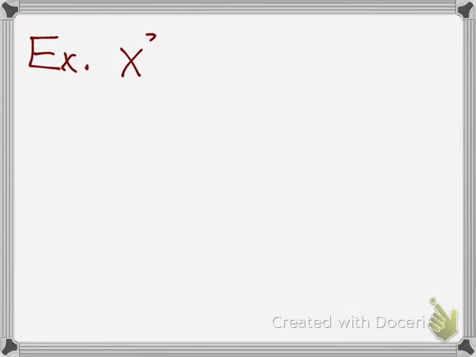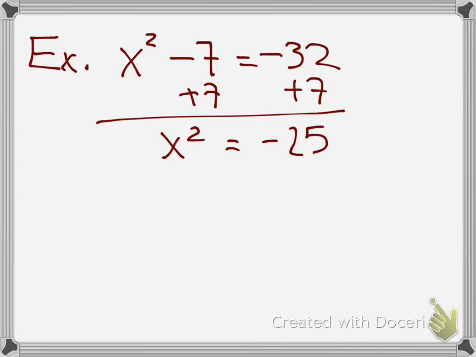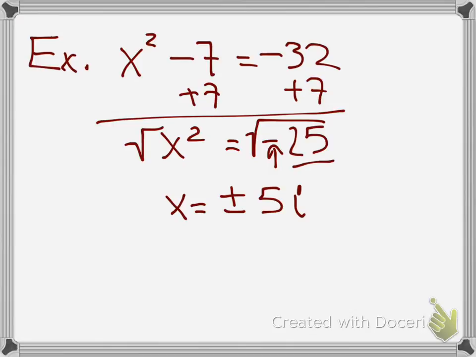One more example of these. I got x squared minus 7 equals negative 32. I need to add 7 to get x squared by itself. I get negative 25. I'm going to take the square root. Now again, here's a negative, so if I take the square root of a negative, I put i. And the square root of 25 is 5. Notice I put plus and minus right at the beginning. So negative you put an i, and 25 you put 5.